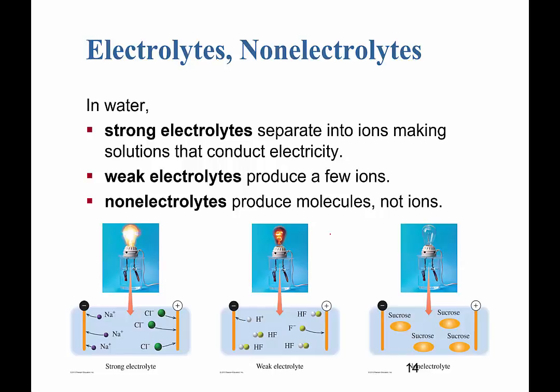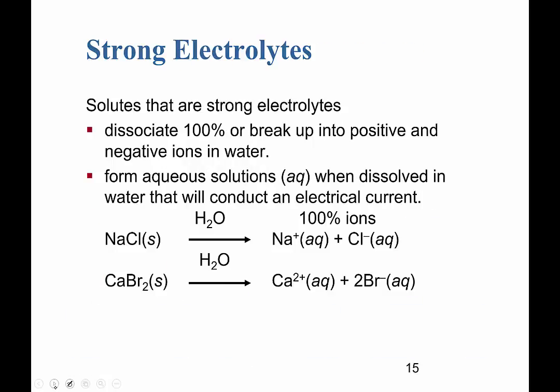We would have seen this before when we had our lab and we were looking at ionic compounds and covalent compounds. So if it lights up bright, it's a strong electrolyte. If it lights up dim, it's a weak electrolyte. And if it doesn't light up, then it's a non-electrolyte. And when we look at these in chemistry, if they have a single arrow going over and they're forming ions, then this is going to be a strong electrolyte. It's going to break up completely into ions, and it's going to make an aqueous solution. Aqueous meaning dissolved in water.